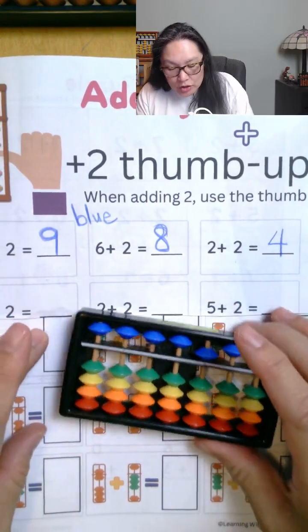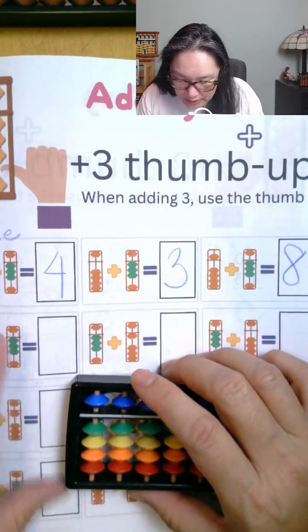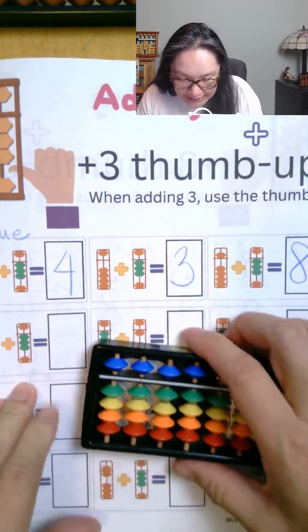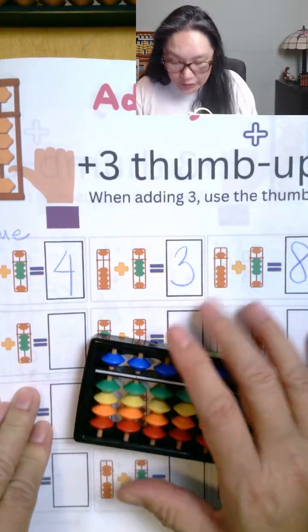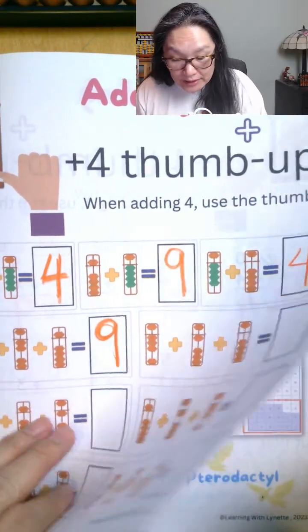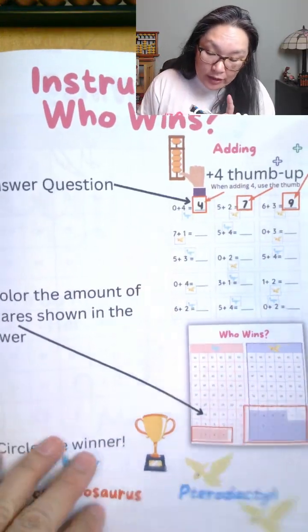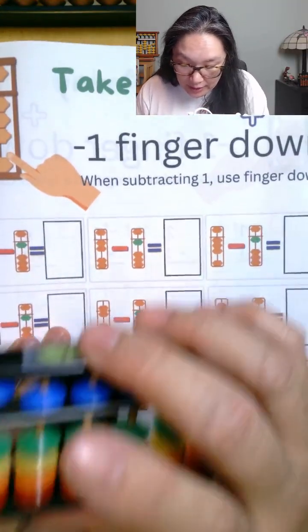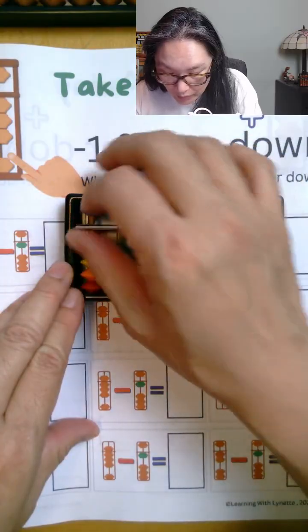All right. So we did the adding. Again, this is the plus 3. After we add the 3, then we do a plus 4. After we plus the 4, then we now have to learn how to take away. So notice here, again, I'm just going to take away the 1 bead.